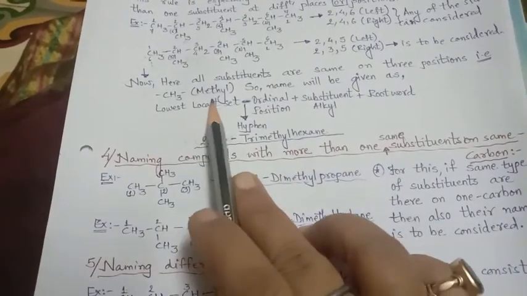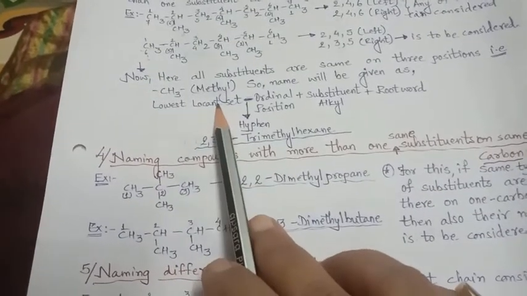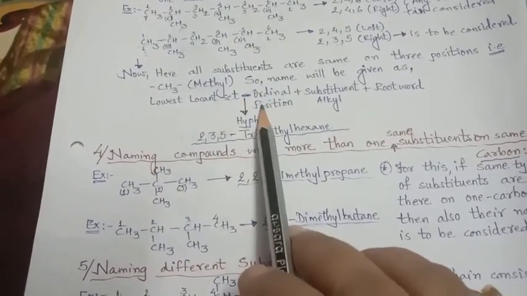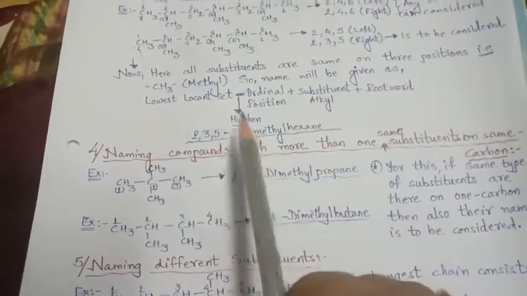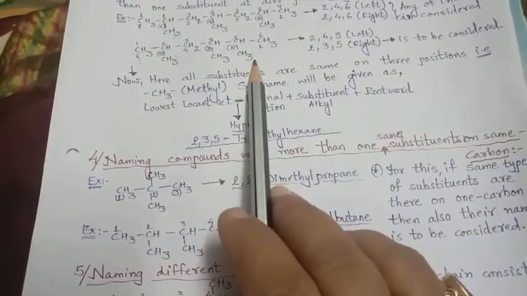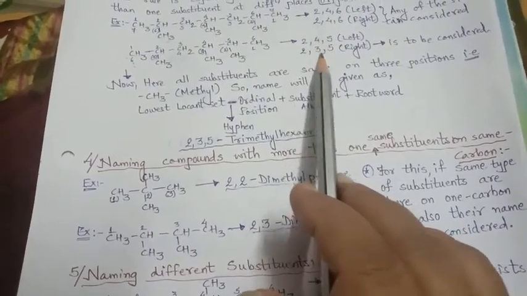And these 3 are methyl. So how will we give the name? First the lowest locant set, then hyphen, then ordinal position, substituent alkyl and root word. So here, what are the lowest locant sets? 2, 4, 5 or 2, 3, 5. So the lowest locant is 2, 3, 5.